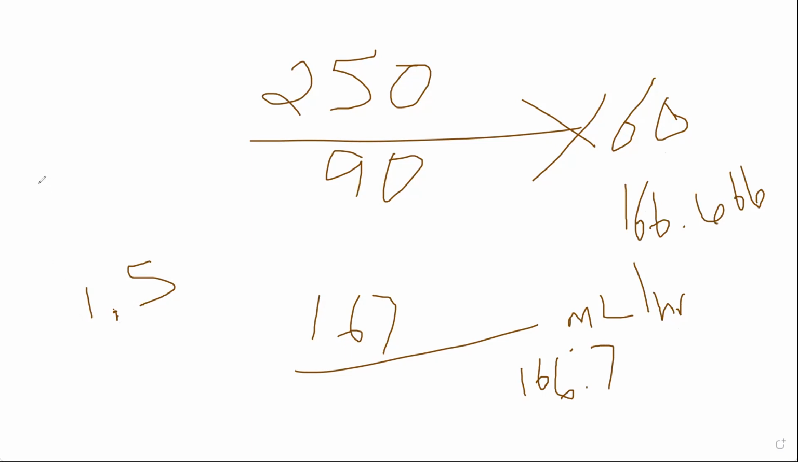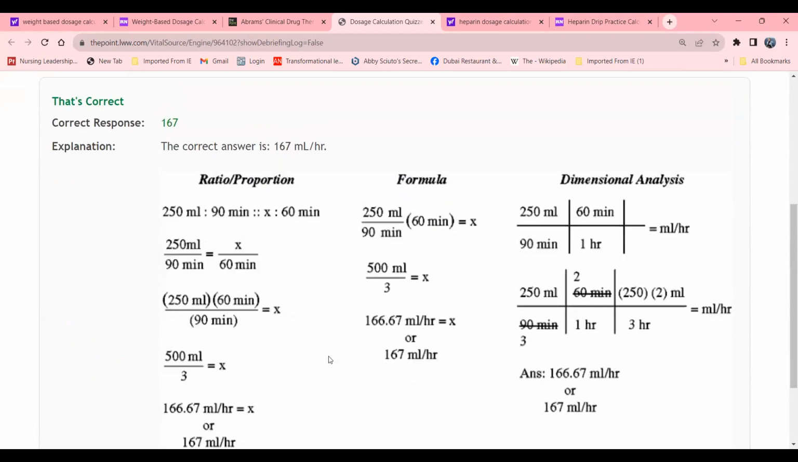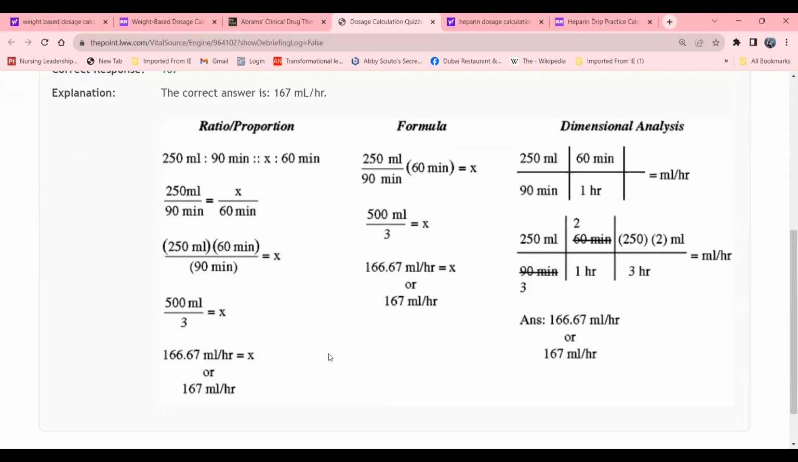Hey, we go with that one? Yes. See, this one asked us to round it to the nearest whole number, so we would have given it a 167. Now, it's going to give you some other ways to do this, okay? I don't really care how you do it. Again, look at all the different ways you could do it. Did you get the right answer? I don't need all that math. For me, I just want to do it the simplest way possible. Again, you have access to all this through either your Abrams or your Taylor's Fundamentals book.